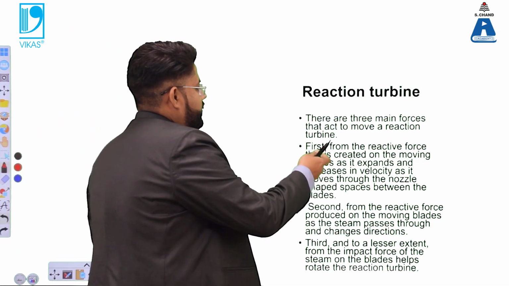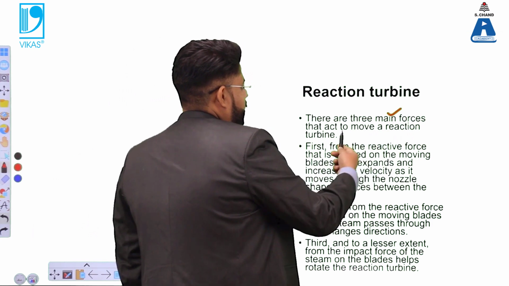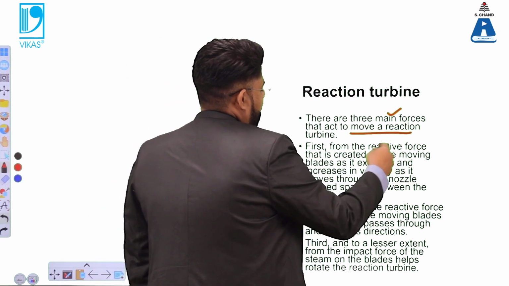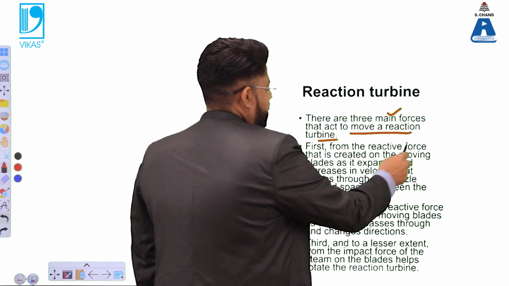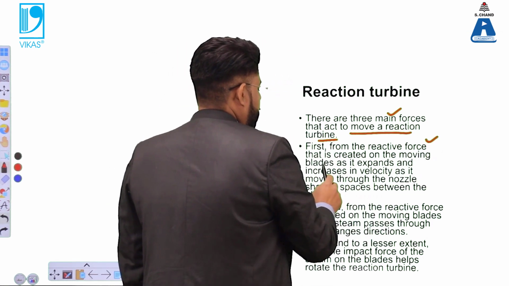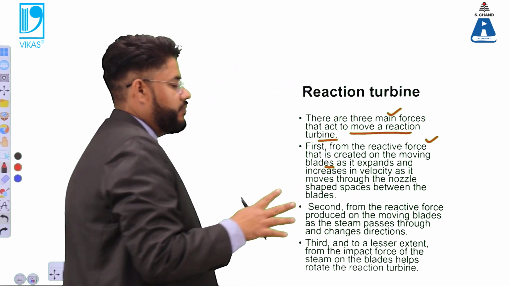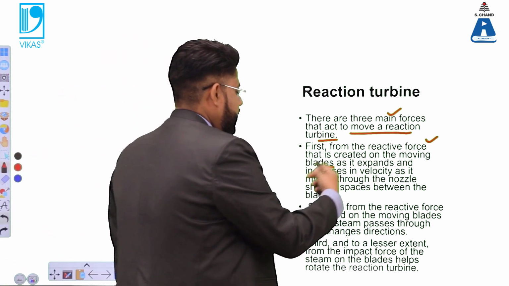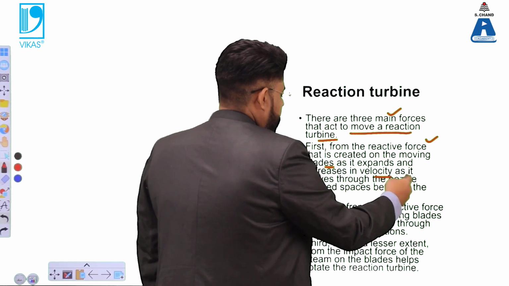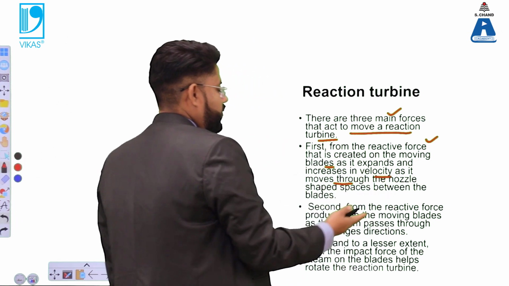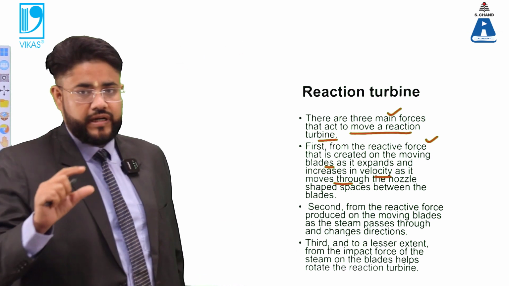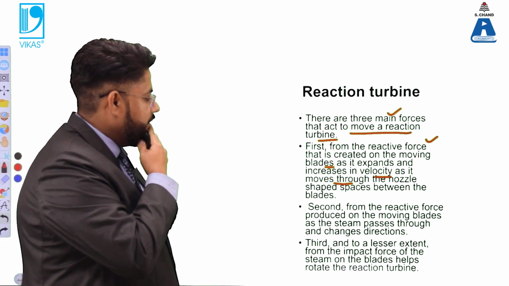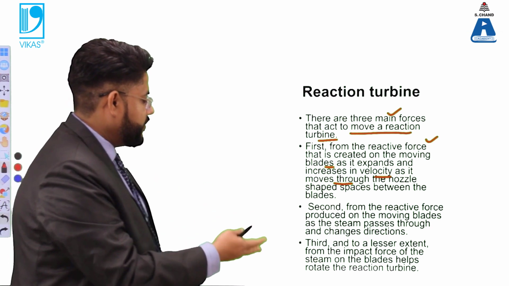So the reaction turbine has basically 3 main forces that act on the surface. First is the reactive force that is created on the moving blade. So we have a moving blade, and there is a reaction force being created on the surface, and it expands. It increases the velocity and moves through the nozzle, and we have those spaces wherein the steam moves inside those spaces and creates that particular motion.